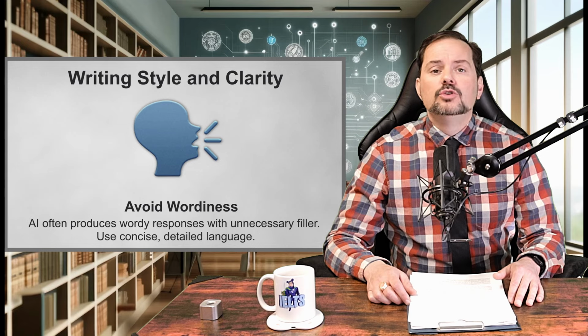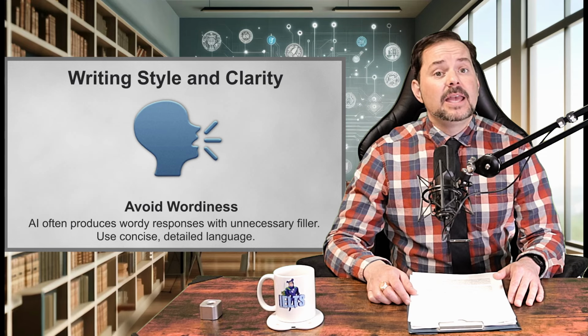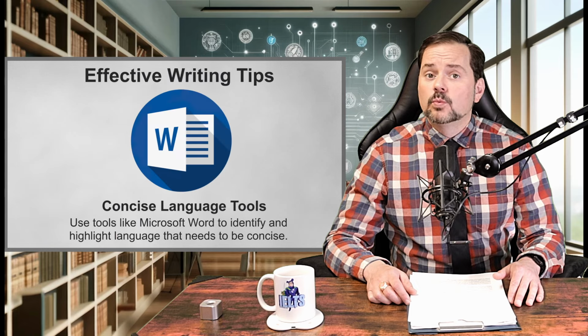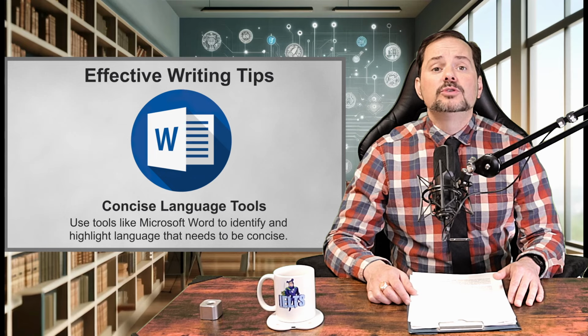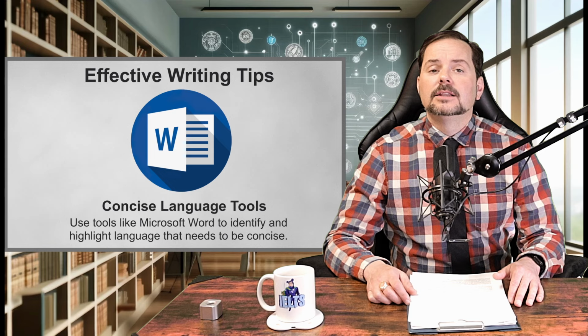So, you should always use your own ideas first. Ask AI to make language as concise as possible. Microsoft Word has new features to identify and highlight language that needs to be concise. In fact, this is one of the most common types of feedback that the grammar check in Microsoft Word will give you these days. Use concise language.